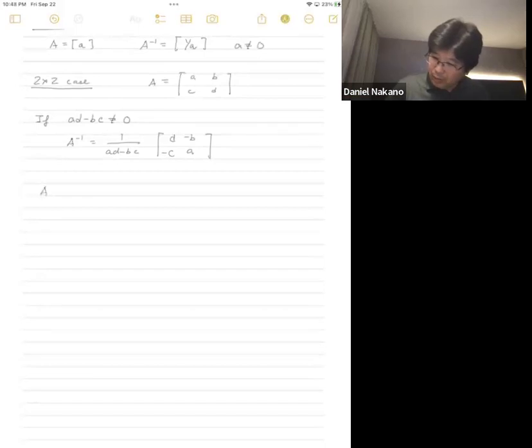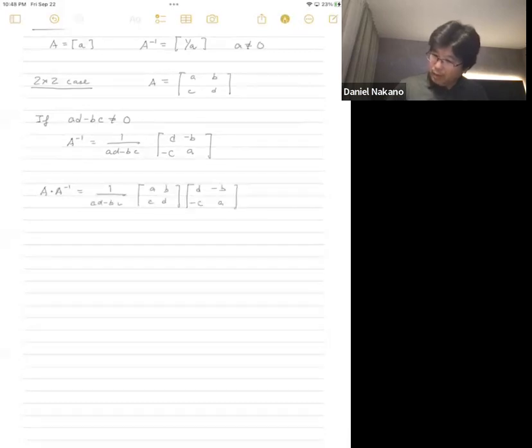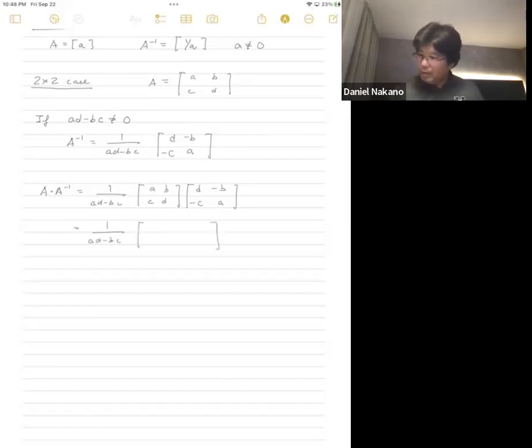So I'll just do one side first. A times A inverse, what's that? I can multiply the scalar out. AD minus BC, and A is A, B, C, D, and then times this other stuff: D, minus B, minus C, and A. Okay? And then you have 1 over AD minus BC. And now we matrix multiply. The first row, AB dot D, minus C, that's AD minus BC.